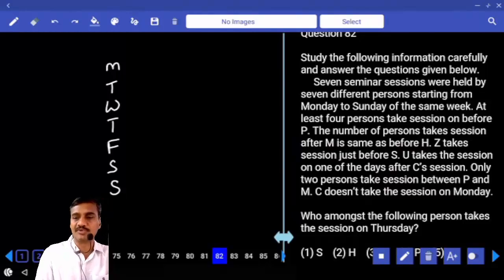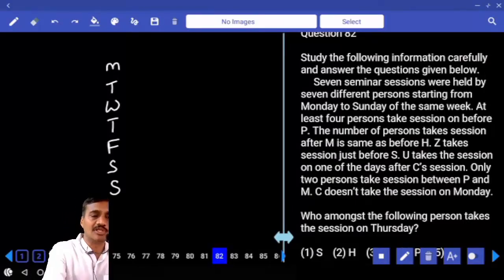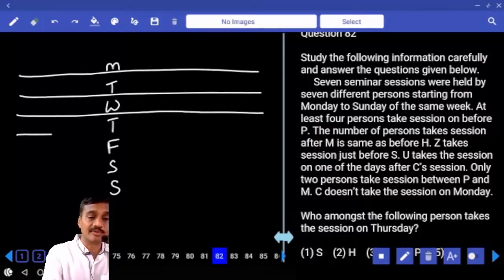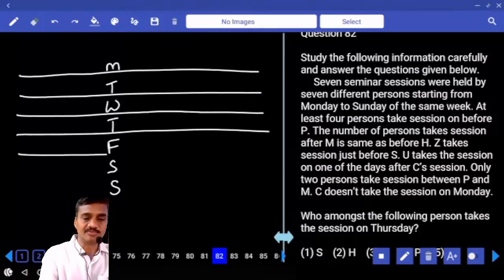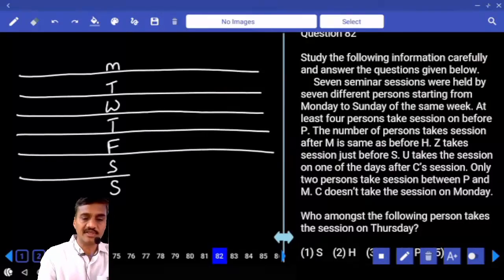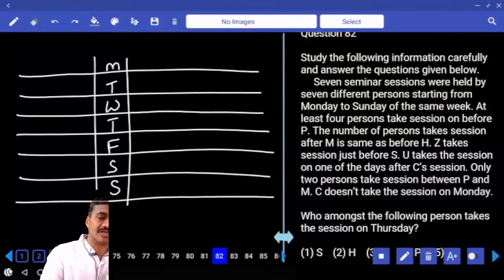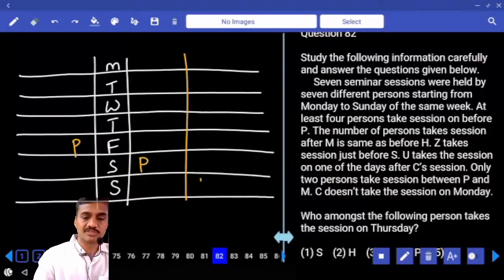At least 4 persons take session before P. And P కన్నా ముందు ఎంతమంది ఉన్నారు చెప్పండి, minimum 4 members. At least 4 అంటే ఎంత రావాలి మనకు పాసిబుల్ డేస్? At least 4, minimum is 4. And that means 3 different possibilities. P can be either on Friday or Saturday or Sunday. అంతే కదా, 3 possibilities మనకి ఇది.